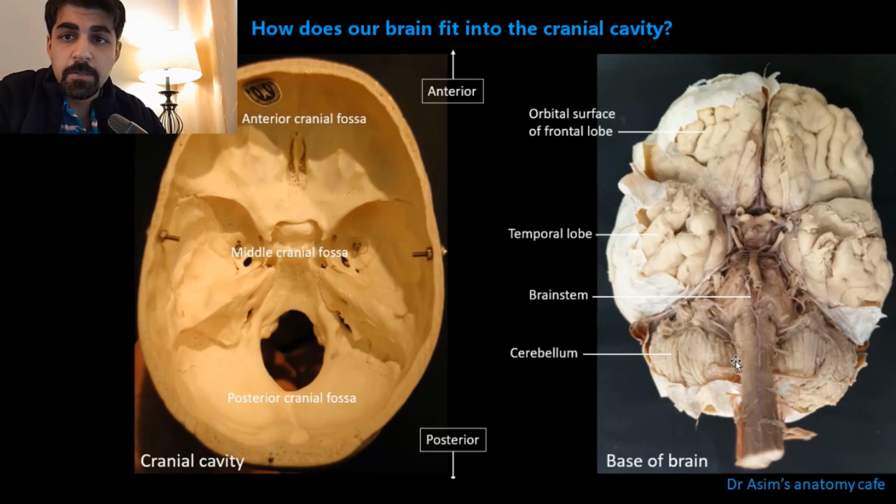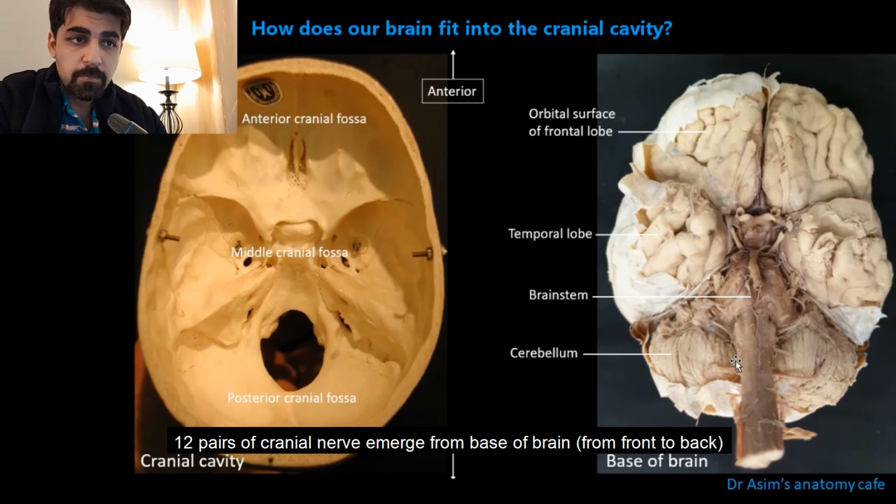These are 12 pairs of cranial nerves which come off from the base of the brain. And the good thing, and this is what I wanted to actually mention here, is that all these cranial nerves actually come out from the base of the brain in a sequence. So we'll start with cranial nerve number 1 over here, which is the olfactory nerve, and then we make our way back in a sequence ending at cranial nerve number 12 somewhere over here, which is the hypoglossal nerve. So it's really easy to remember those nerves because they're all present in a sequence.